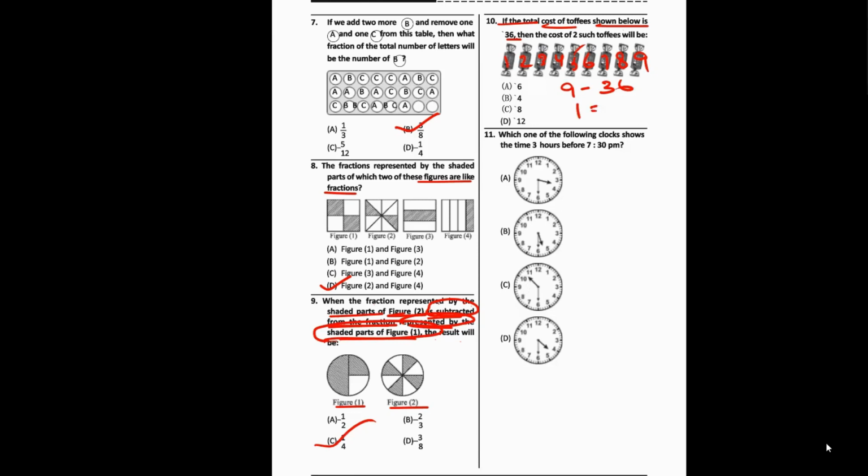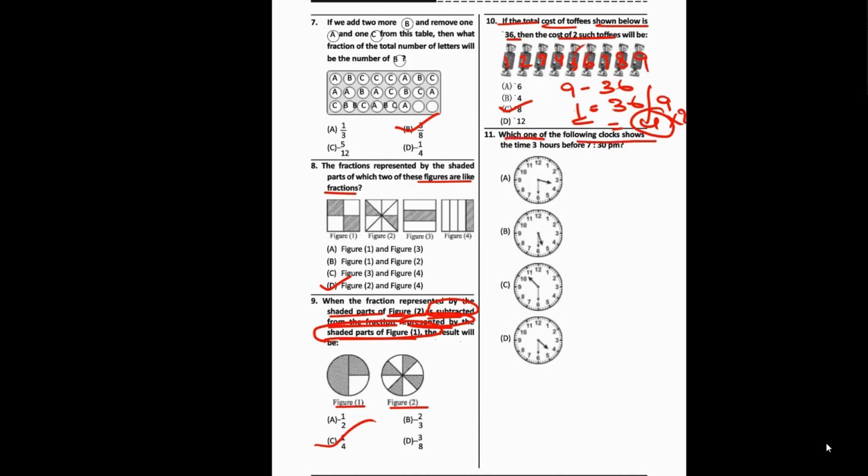Unitary method. You just need to divide. Why divide? Because 36 divided by 9 gives you rupees 4. 9 times 4 is 36. That means the cost of 1 toffee is 4. So what will be the cost of 2 such toffees? 4 multiplied by 2 gives you rupees 8. Hence, rupees 8, option C. That's my answer. Okay. Next, number 11.